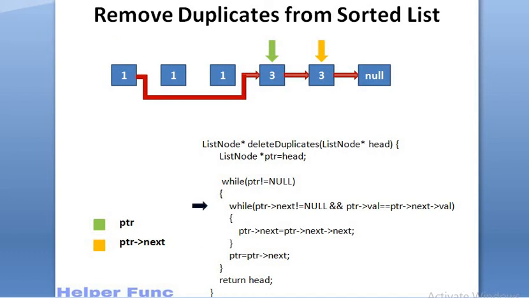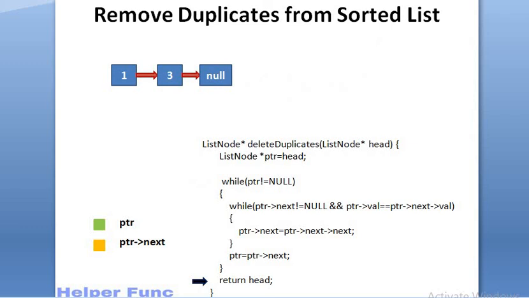Now again we see that PTR and PTR's next value are the same. Thus the inner while loop will work and PTR's next will now be pointing to null. As PTR's next has reached null, the inner while loop will break and the PTR will increment by 1, which makes it reach null also. Here the outer loop will also break and we will return head as our answer, which is the list shown in the figure.